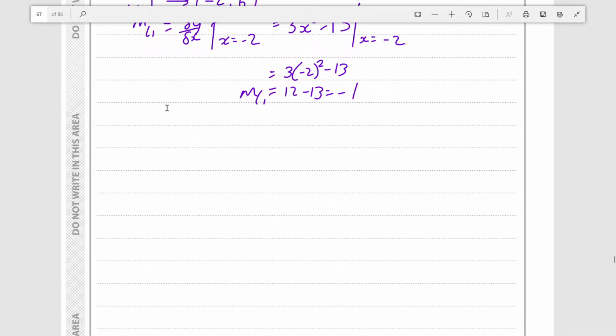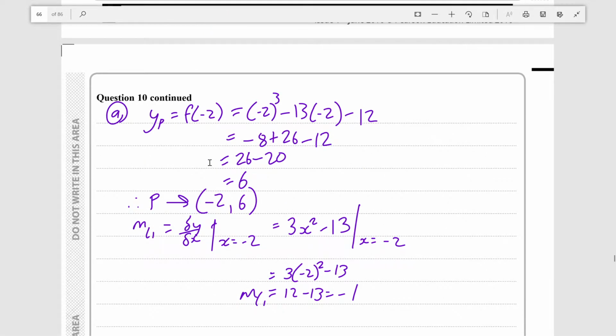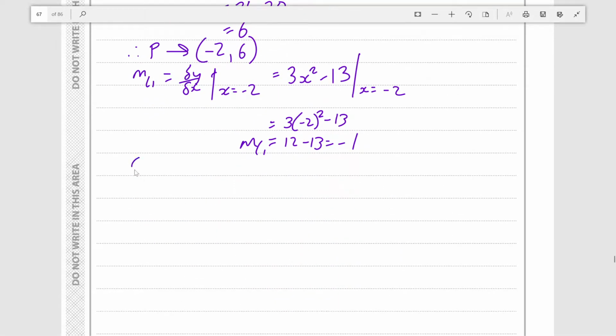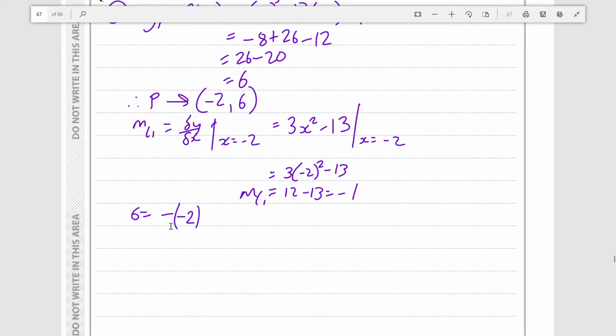And finally, if we want to get this equation in the form y is mx plus c, we will have y, 6, is equal to mx, so m is -1, so 6 is equal to -1 times -2, plus c, or 6 is 2 plus c, or c is 4. And therefore, the line L1 is the equation y is minus x plus 4.